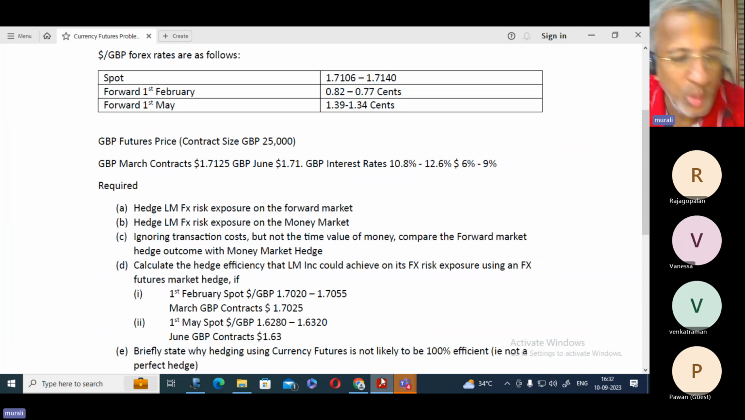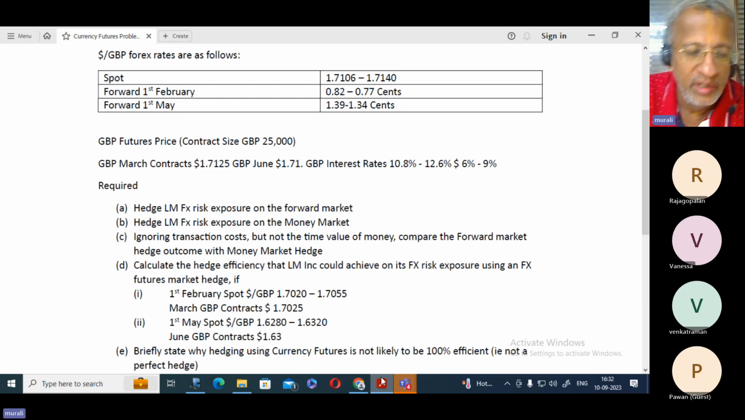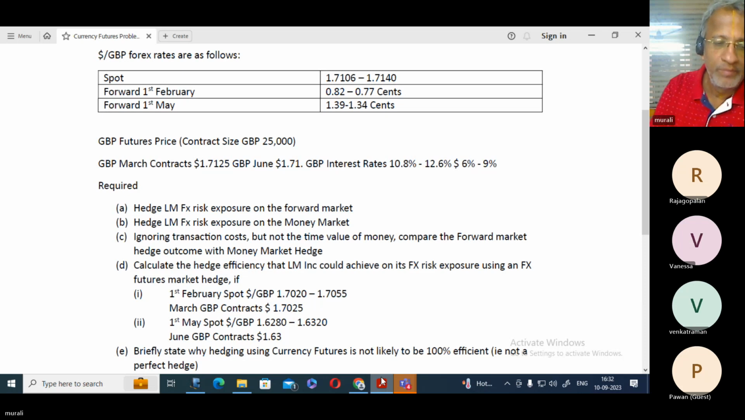ABC over. Now D has come. Calculate the hedge efficiency that LM Incorporation could achieve on its forex risk exposure using forex futures market hedge. If 1st of February spot is 1.7020 to 1.7055, March GBP contracts 1.7025. 1st of May 1.6280 to 1.6320, June GBP contracts 1.63. Right.